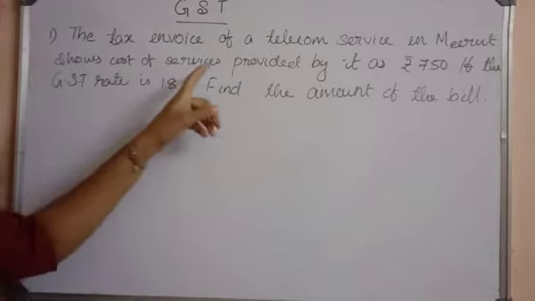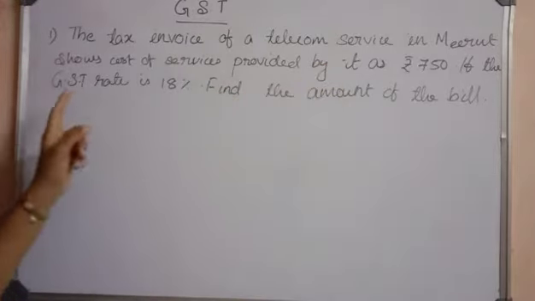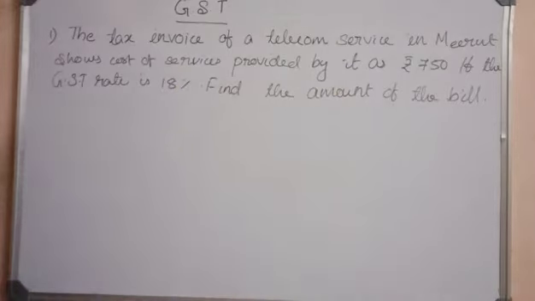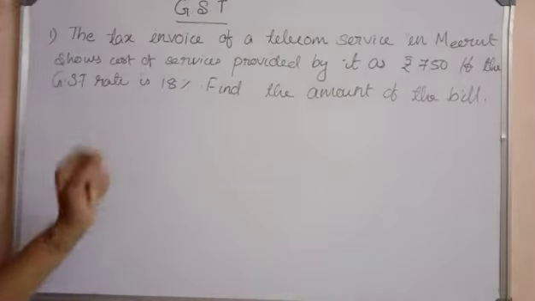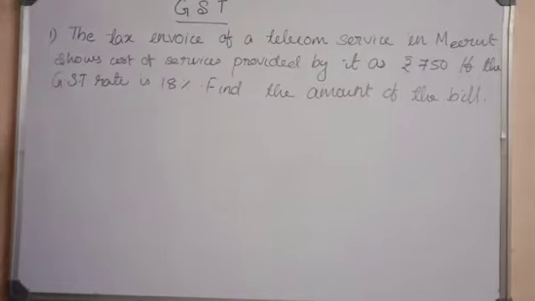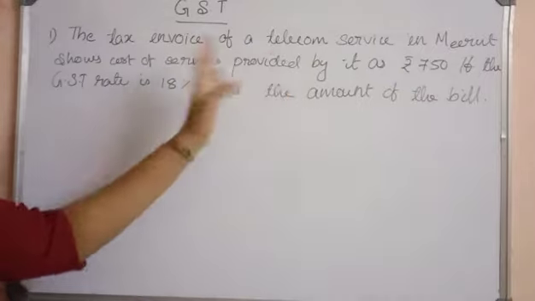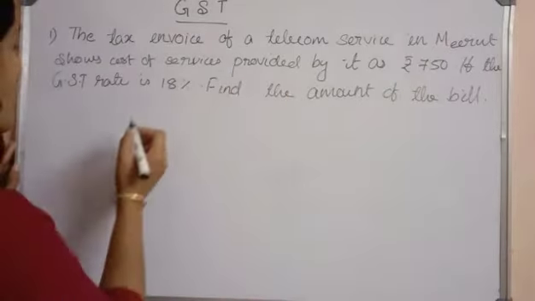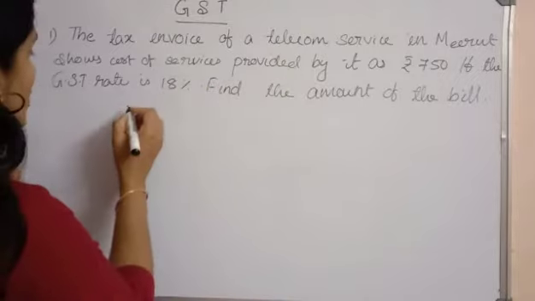The tax invoice of a telecom service in Meerut shows cost of services provided by it as rupees 750. If the GST rate is 18%, find the amount of the bill. It is given that the services provided by the telecom service is rupees 750. So we can write the cost price as rupees 750.